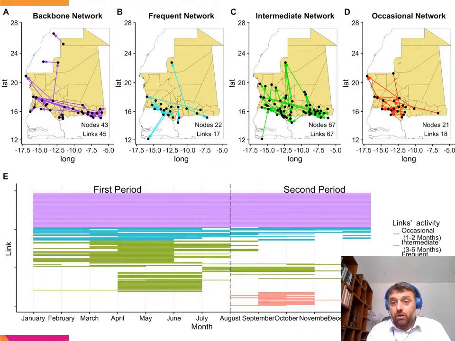And we have some occasional networks that appear just 1 or 2 months, and links that appear for just 1 or 2 months, and some backbone networks that are instead always present through the whole network. And then they have something between 3 and 6 months, intermediate, and 6 to 12 months.